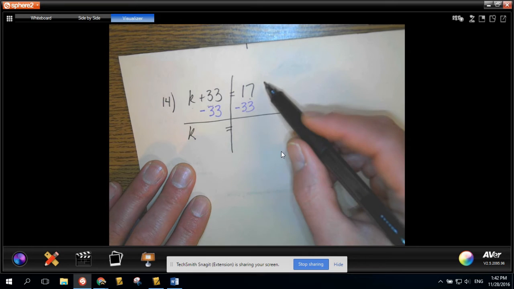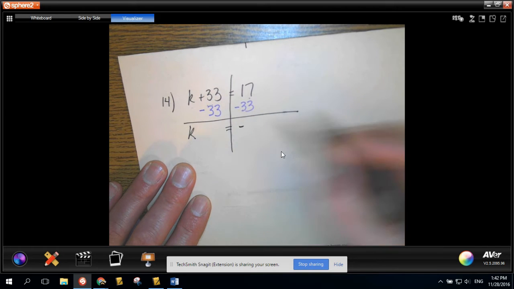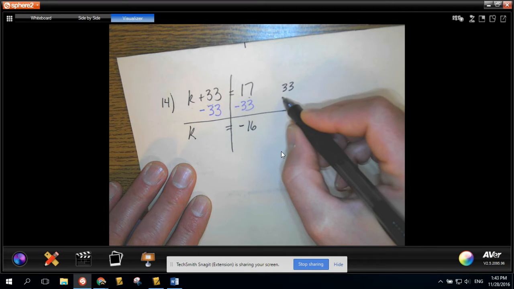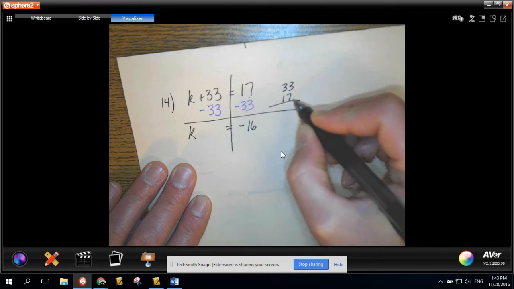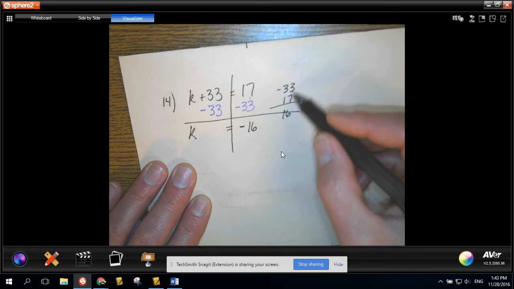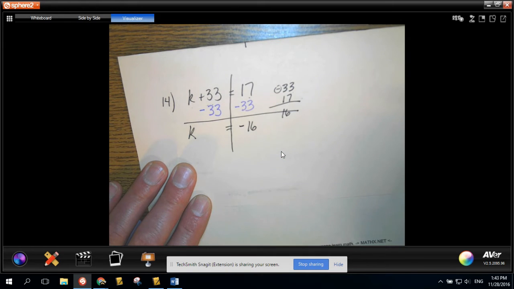And then 17 minus 33, so we got a number minus a bigger number. We're going to get a negative here. And then if you're using your calculators, it's going to get you a negative 16. If not, remember when we add numbers with different signs, we actually subtract them and we keep the sign of the bigger number. So in this case, the negative 33, we subtract 17 from it and we keep the negative sign in front. So we get negative 16 for that.